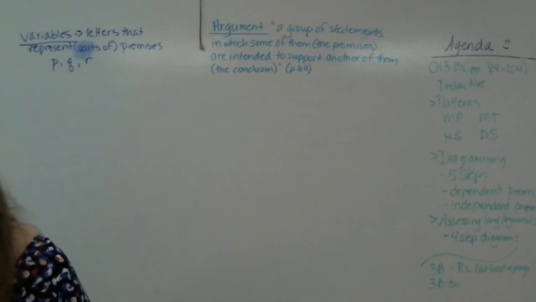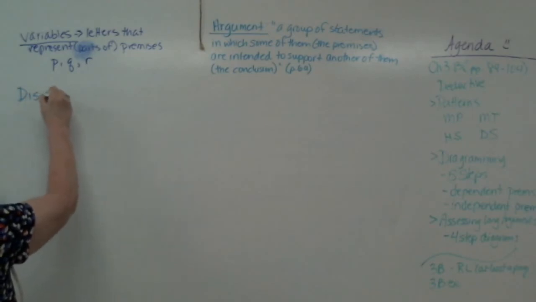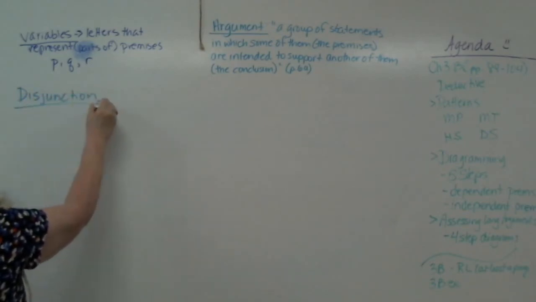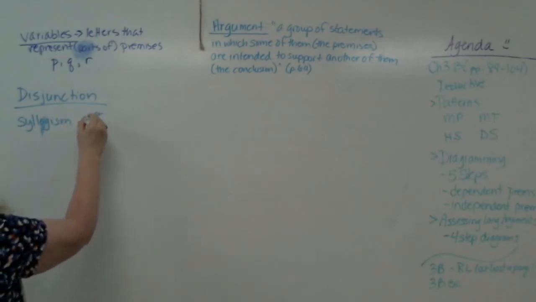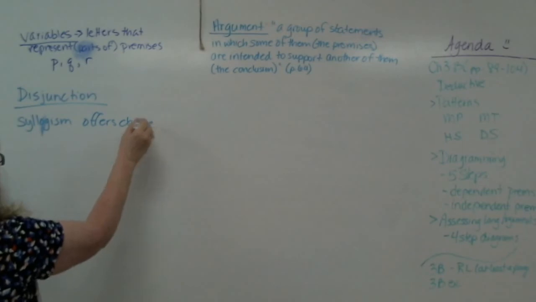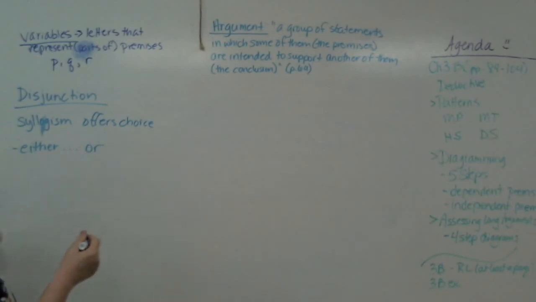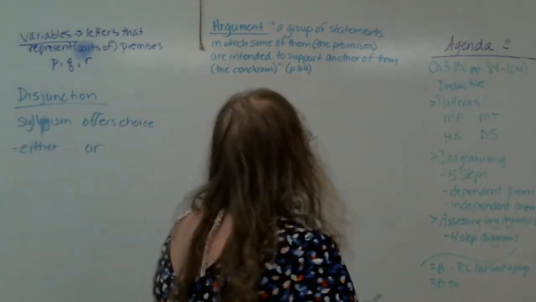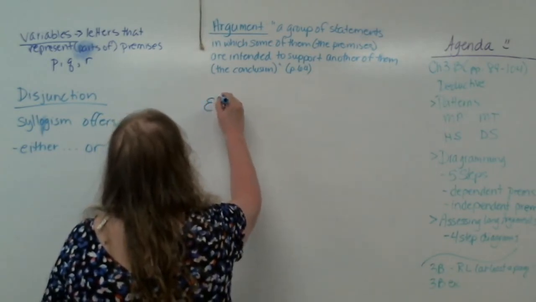Yes. This is not a conditional, okay? This is a disjunctive, disjunction, okay? Basically, it's a syllogism that offers a choice. Okay, we see either or. Okay, sometimes we don't do the either. Okay, we're lazy talkers, that's just how we are. And it's going to look like this, okay? So I'm going to use all the pieces.